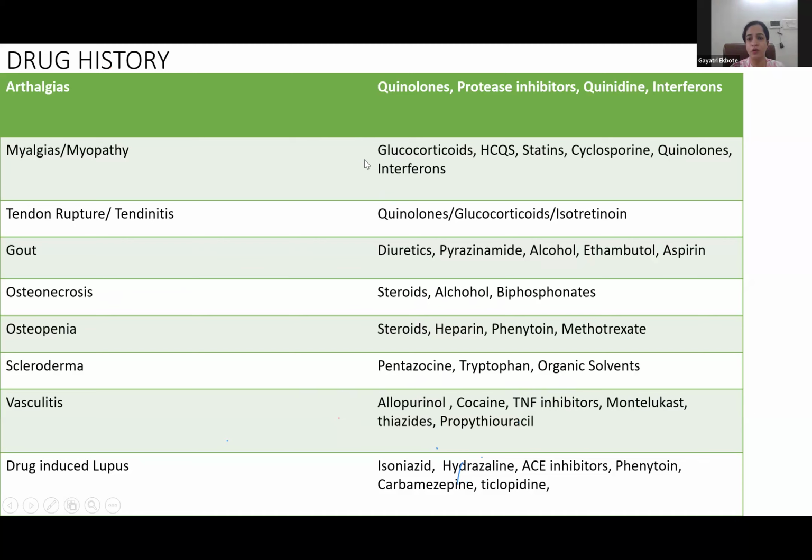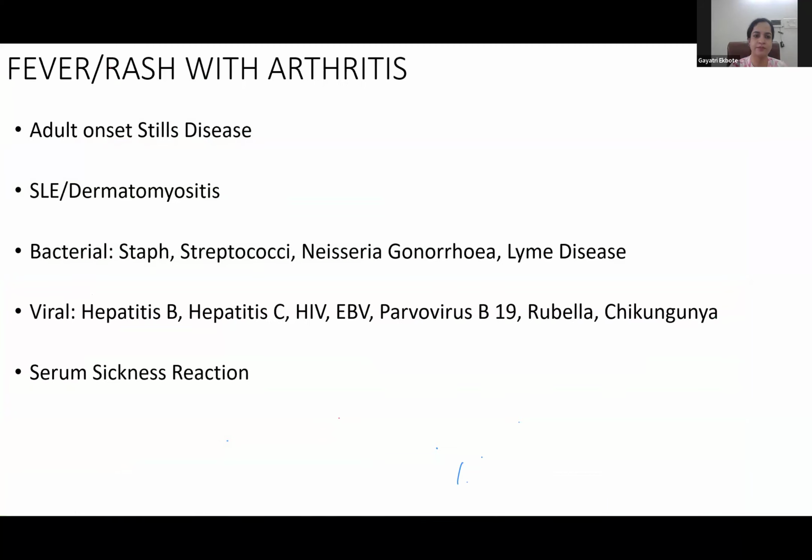Glucocorticoids could be a double-edged sword. They treat the patients, but if you do not use them in the right quantity for the right time, they can cause drug-induced myopathy or avascular necrosis, etc. Quinolones, protease inhibitors, your ARTs, they are notorious for causing joint pains or tendinitis, etc. So basically, you have to look at the drugs also which patients are taking. Now, the most important part is systemic symptoms. Obviously now you've dealt with the joint part.